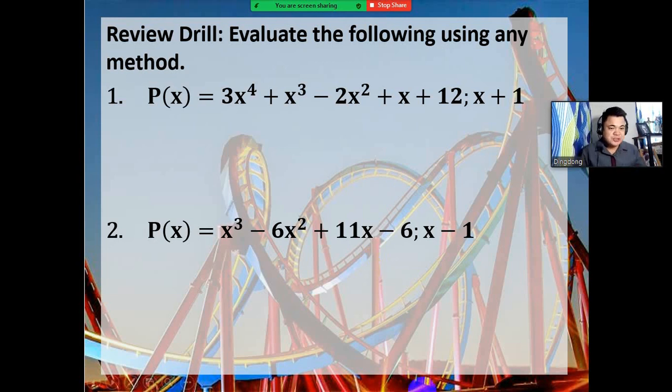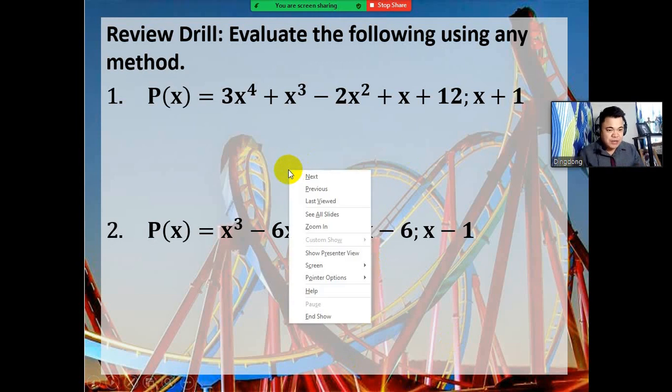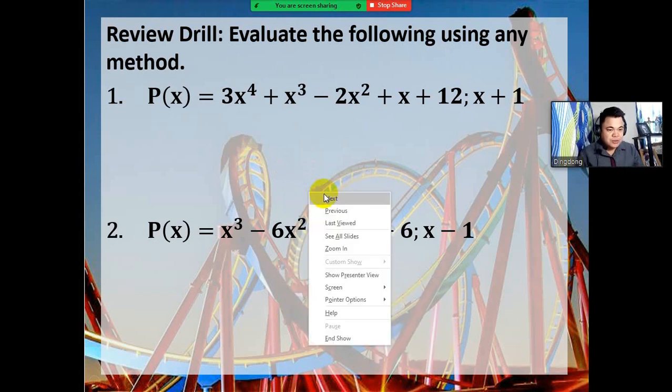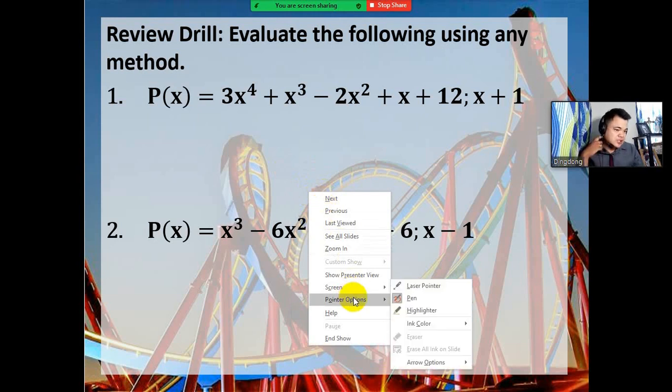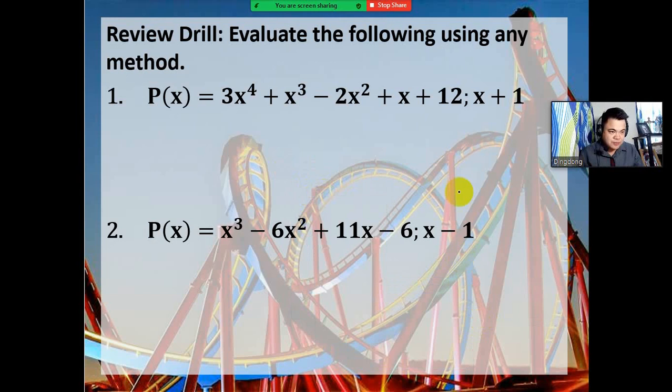So let's proceed to the first one. Number one, we have p of x equals 3x raised to the fourth power plus x cubed minus 2x squared plus x plus 12. And then we have the divisor, so we have x plus 1. So the first thing that we have to do here is to solve for x. In this method, we are going to use synthetic substitution. We can also use direct substitution, but it's up to you.